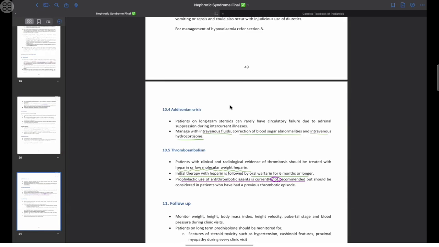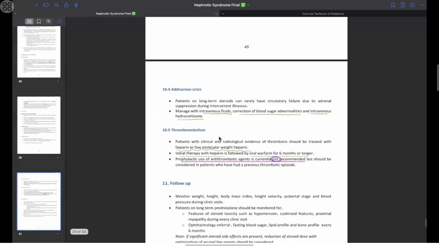Then hypovolemia, we discussed Addisonian crisis. That is the normal Addisonian crisis management. The patient is on long-term steroids, and gets a fever while on steroids. Because they have been on long-term steroids, we know that will suppress the adrenal gland. So when there is sudden withdrawal, or some illness that leads to adrenal gland failure, the patient can go into an Addisonian crisis. We usually manage with three things. Remember, in Addisonian crisis, you give IV fluids, correct the blood sugar abnormalities, and give IV hydrocortisone. The main drug is this IV hydrocortisone.